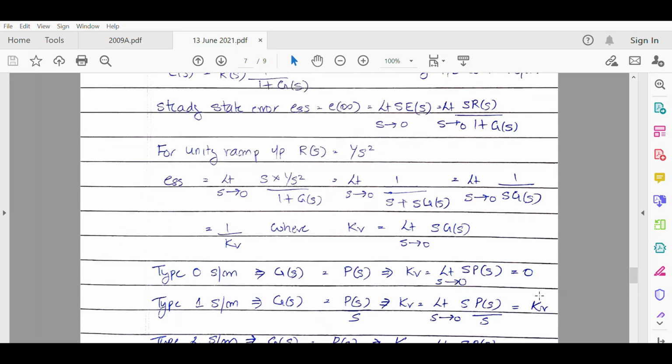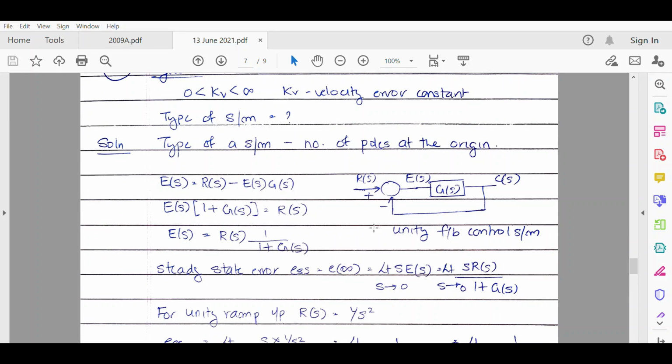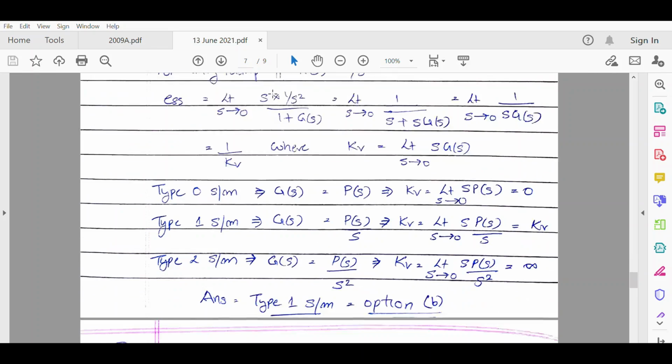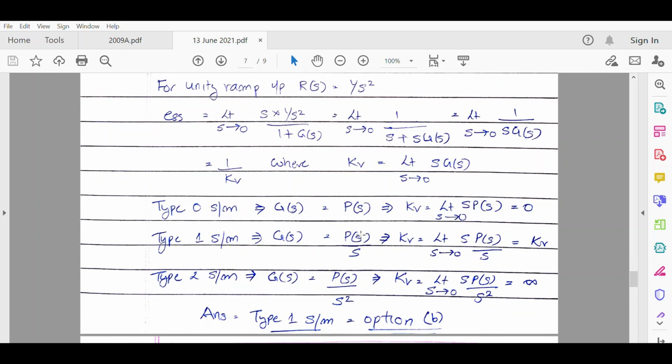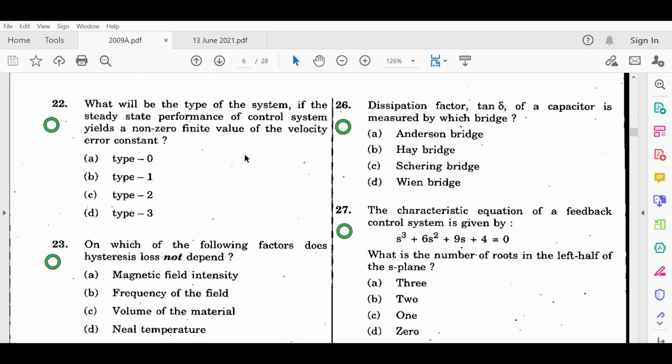So since they have already specified in this question that the velocity error constant is between 0 and infinity, we come to the conclusion that the particular system is a type 1 system with a single pole at the origin, and the correct option would be the option B. Let us just check the question. Yes, type 1 is given as option B, and this is the correct option.